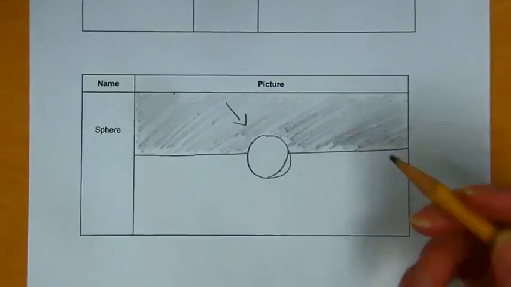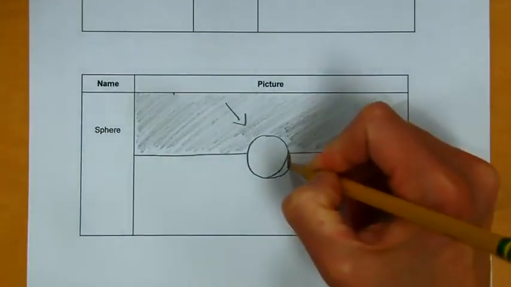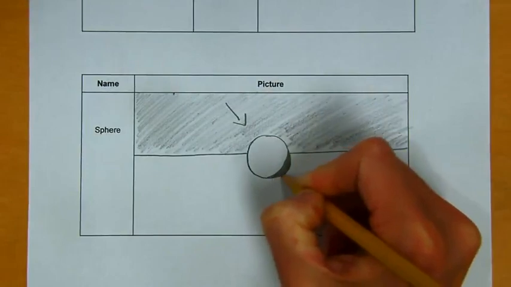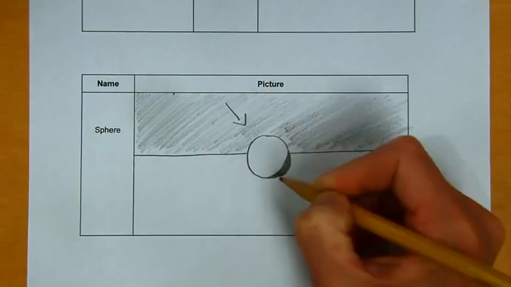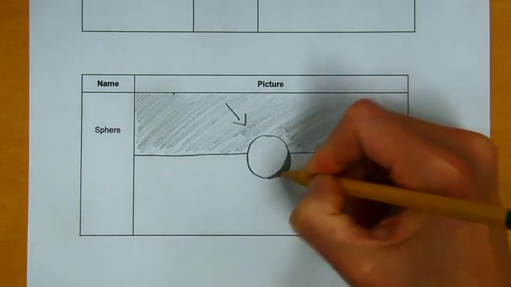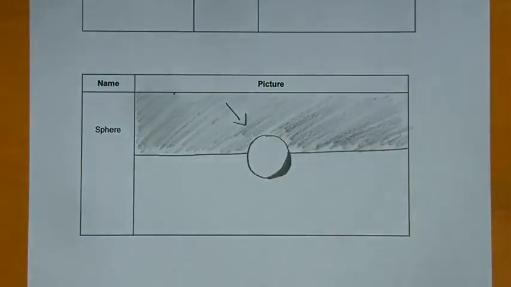And inside that little sliver, I'm going to color as dark as I can with my pencil, without ripping my paper or breaking my pencil. Okay, so there's my black.